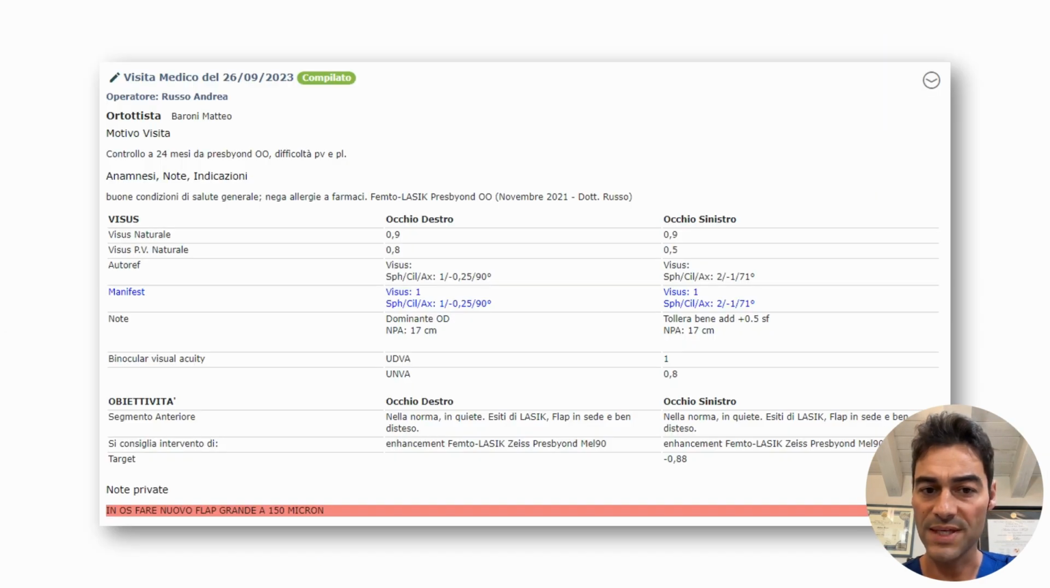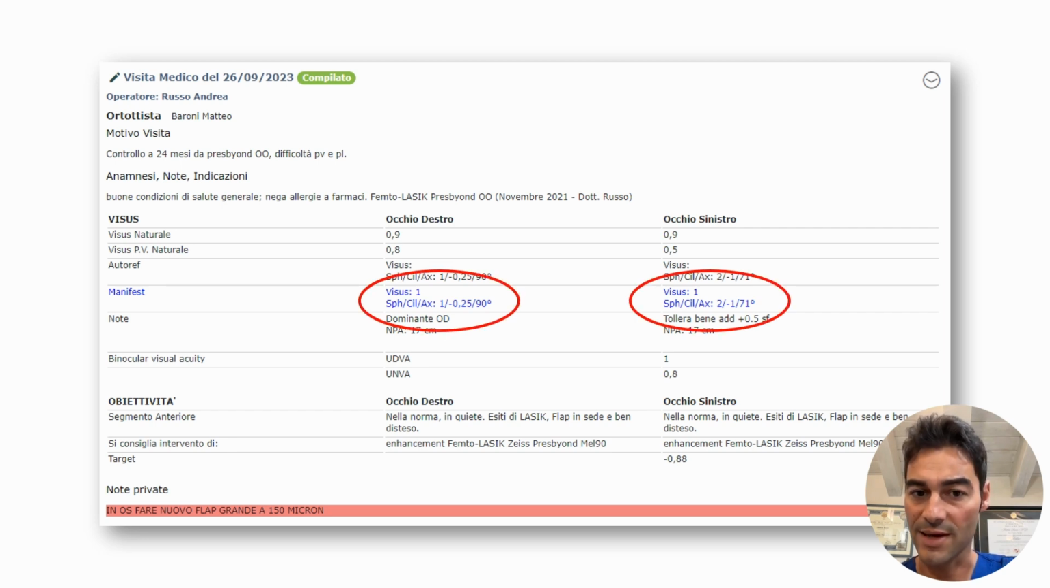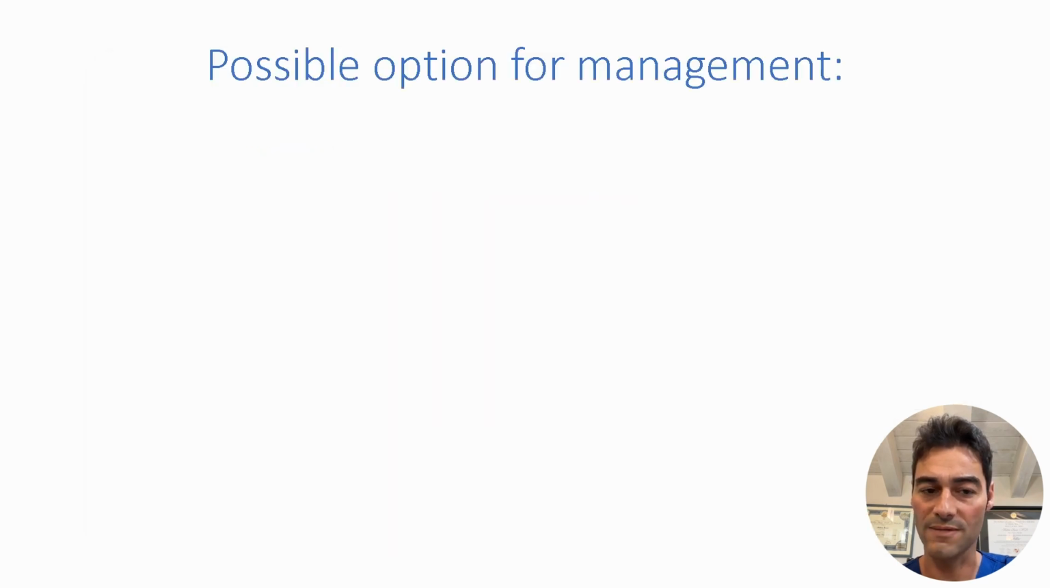After a couple of years, I saw this patient again, and there was some extra hyperopia that was developing. It was +1 in the right eye, +2 with some astigmatism in the left eye. The left eye was the eye with the flap tear previously. So the question was how to go ahead with the touch-up for this patient.